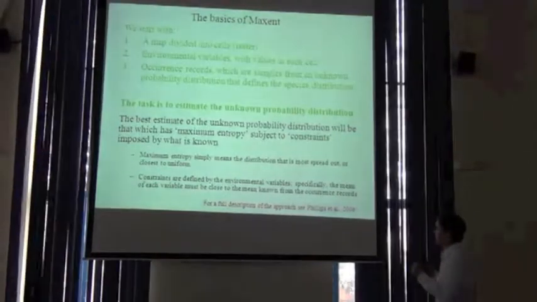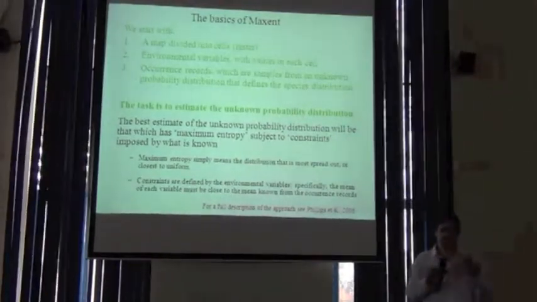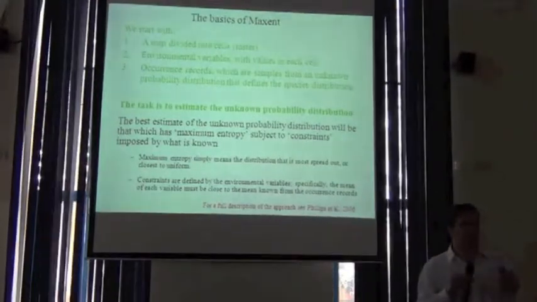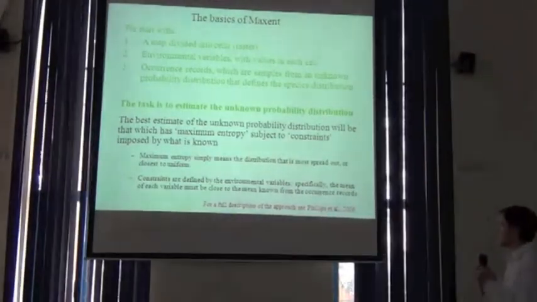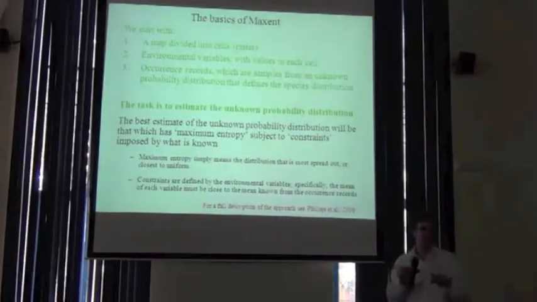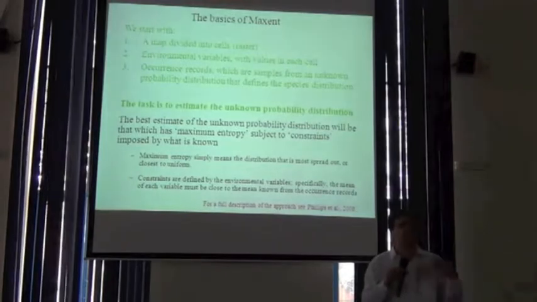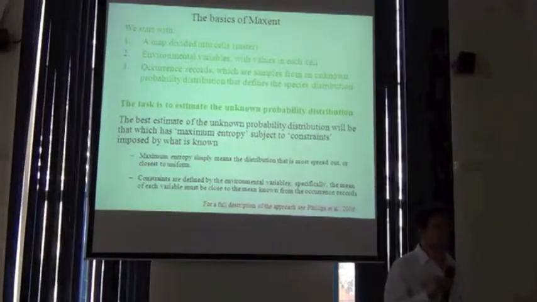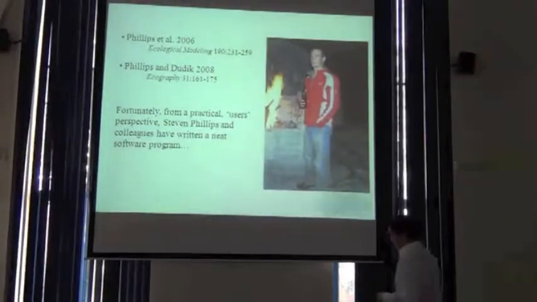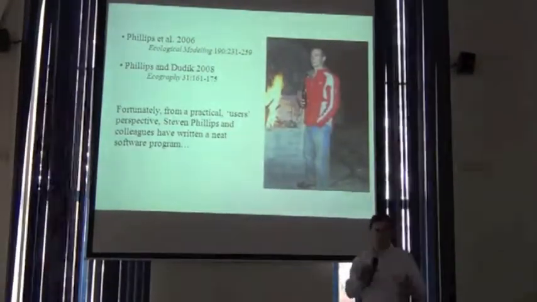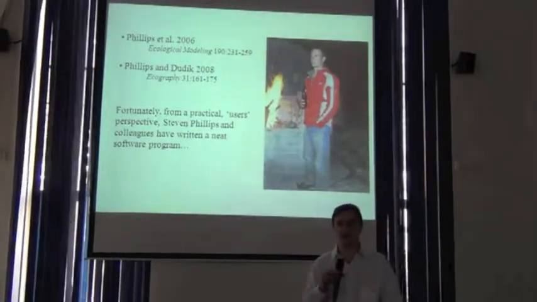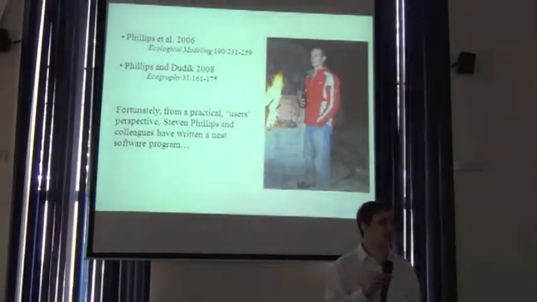And put very simply, what the approach is trying to do is optimize such that the mean of each variable is close to, based on some criteria, the mean from the known occurrence records. So those are our kind of constraints on the probability distribution. Now, the maths behind that becomes very involved, and we don't have time, and I'm not best placed to explain that to you.